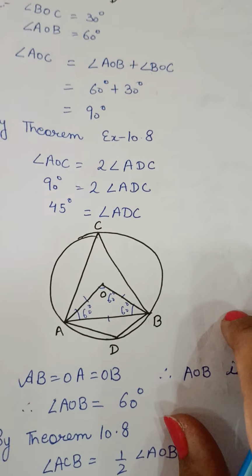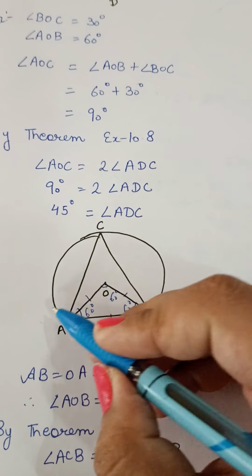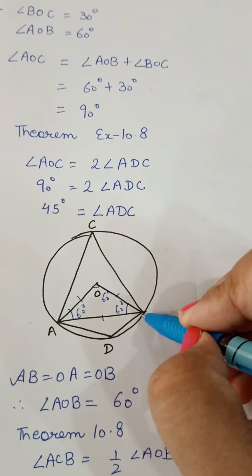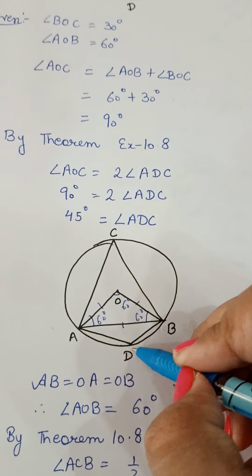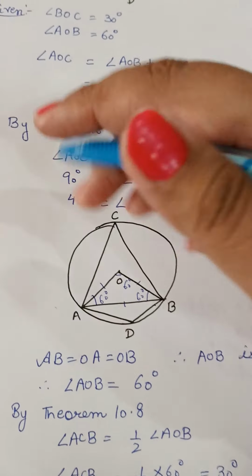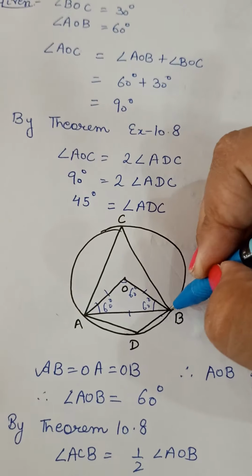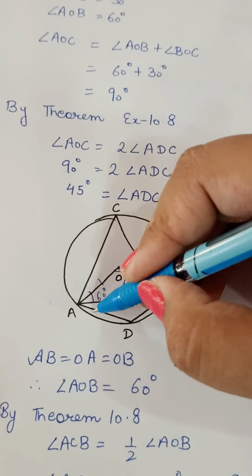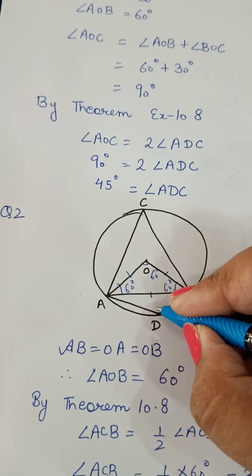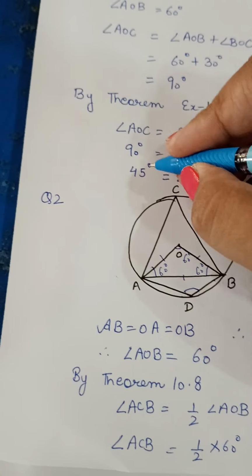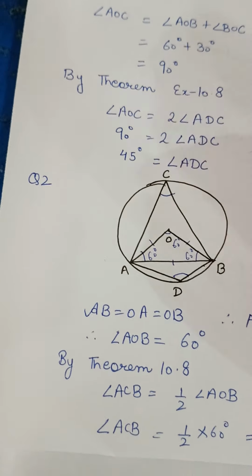Find the angle subtended by the chord. So this is the chord. It is the angle subtended by the chord in the major arc and in the minor arc. ACB is the angle which is subtended by it in the major arc, and ADB is the angle subtended by this chord AB in the minor arc. So you need to find out these two values.